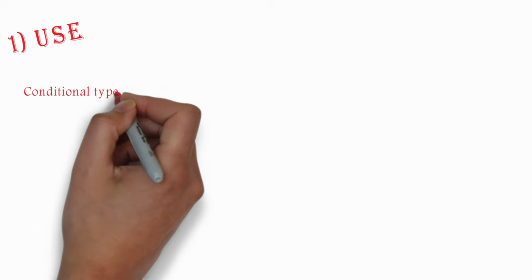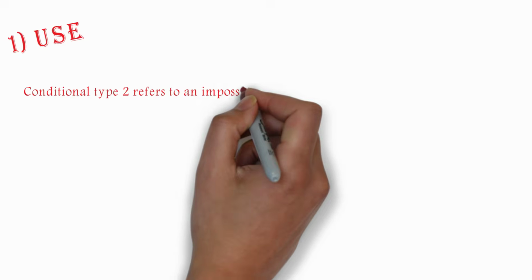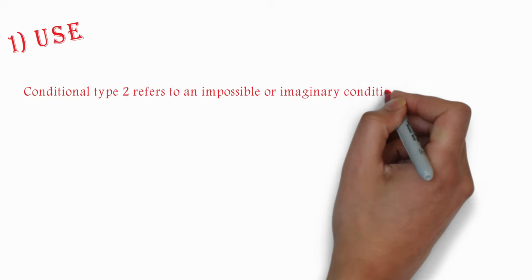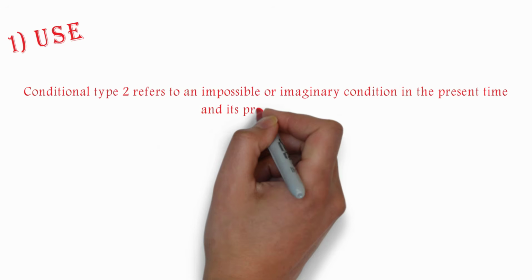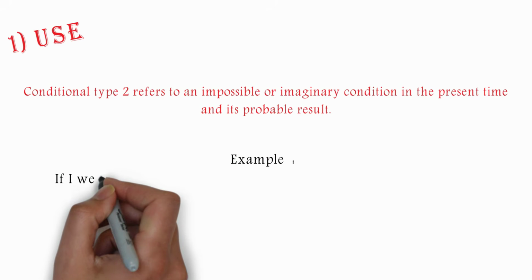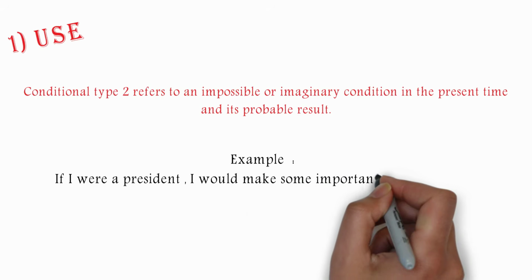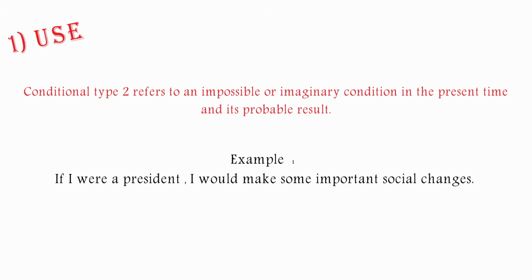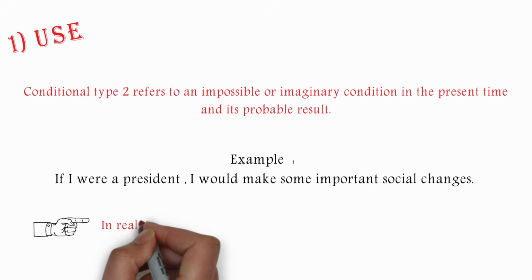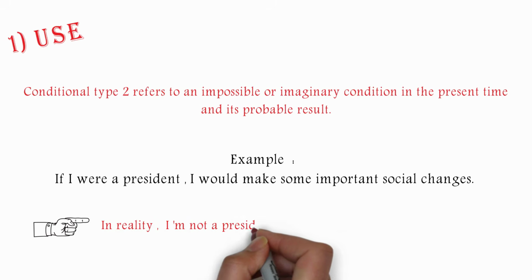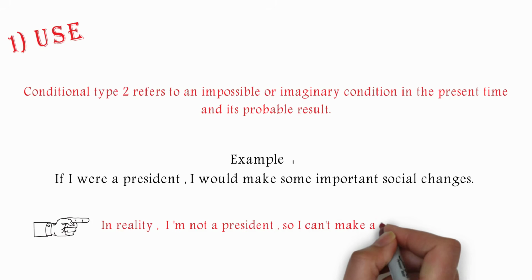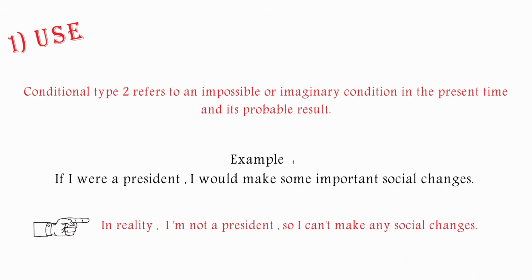So based on the animation, we deduce that Conditional Type 2 refers to an impossible or imaginary condition in the present time and its probable results. To illustrate, let us consider the following example: if I were a president, I would make some important social changes. The idea here is just imaginary because in reality, I am not a president, so I can't make any social changes.